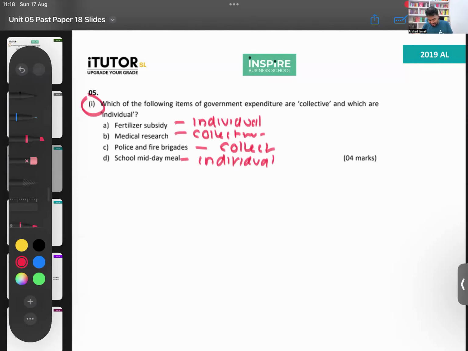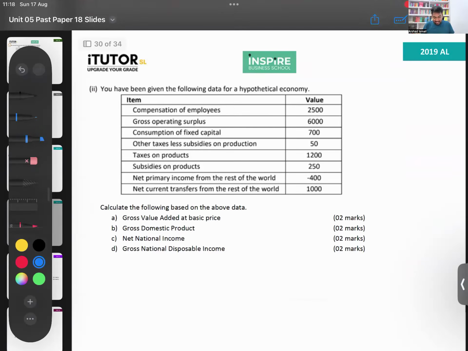Okay. So just naming that, you'll get your 4 marks. Then 2019 question number 2. 8-mark question. They're asking for GVA, GDP, NNI, gross national disposable income. Easy one. Which approach though? Compensation of employees, gross operating surplus, CFC, other taxes, taxes on products, subsidies on products. What is this? This is the income approach.